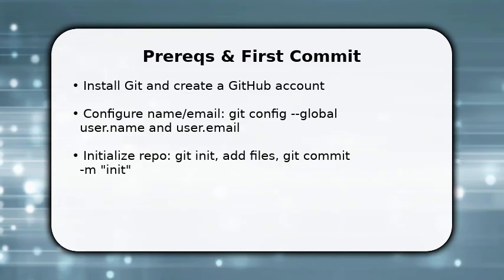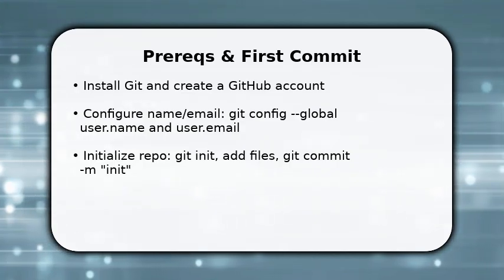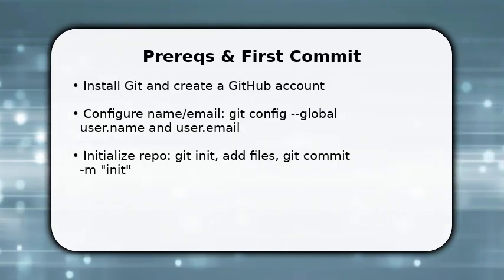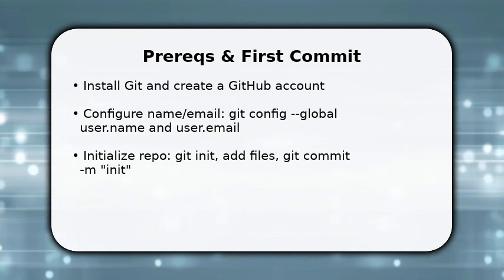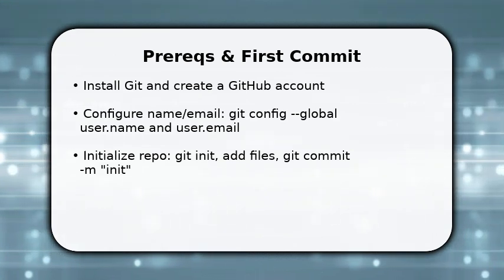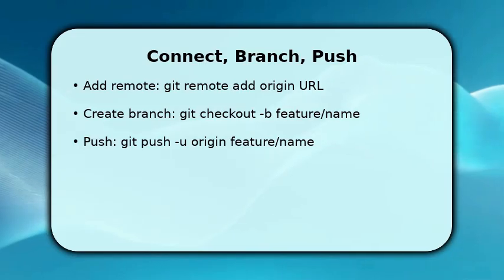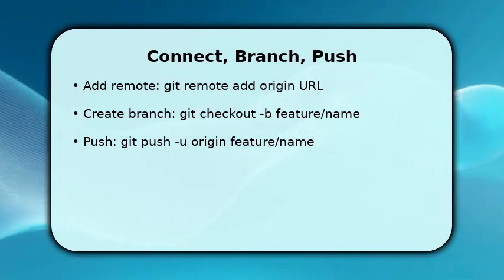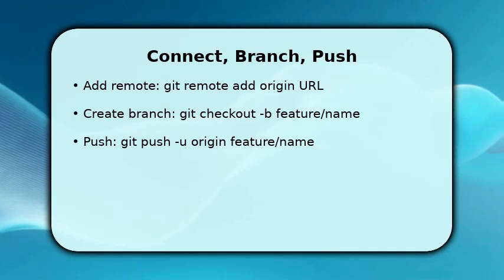Once done, create a remote repository on GitHub and prepare to connect your local repo to push your work there. Now connect your local repo to GitHub by adding a remote. git remote add origin URL, replace URL with the repository address.